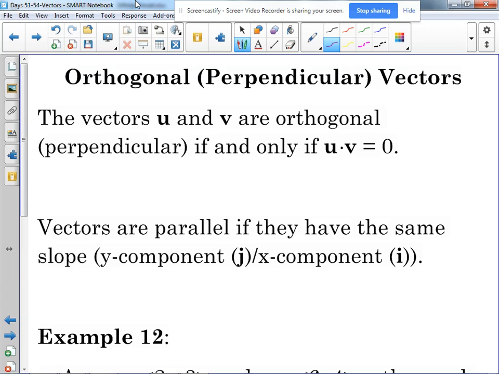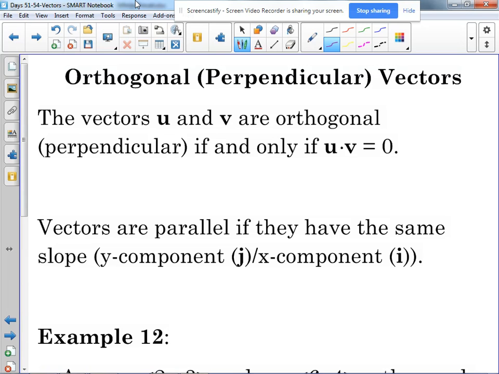Okay, orthogonal is just the vector application version of perpendicular. It means the same thing. So the vectors u and v are orthogonal, or perpendicular, if and only if the dot product of u and v is 0. Now let's think about this for a second. Why is that true? If two things are perpendicular, what does that mean? They form a 90-degree angle, a right angle.